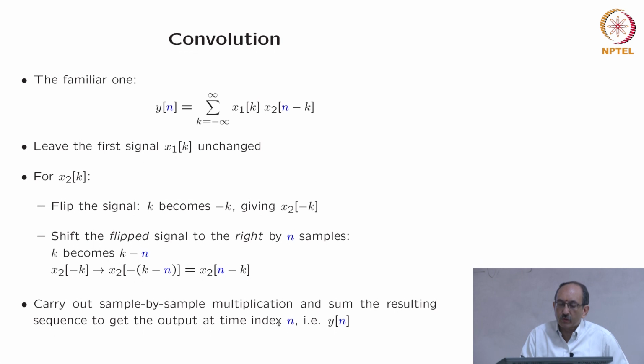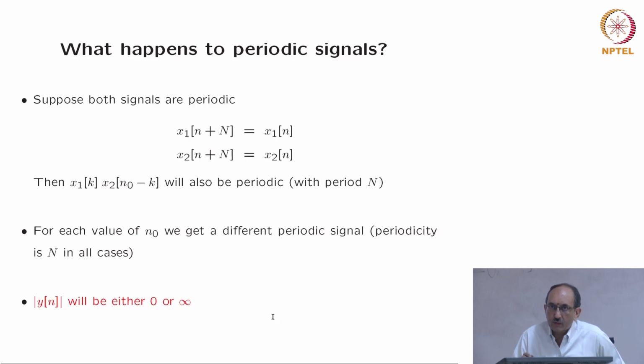Now what we are going to do is talk about sequences that are periodic. So what happens in the periodic case? We have two sequences x1 and x2. They are both periodic with the same period cap N. So x1 of n plus cap N is x1 of n, similarly for x2, and hence x1 of k times x2 of n naught minus k will also be periodic. Here I am using n naught to denote the shift.